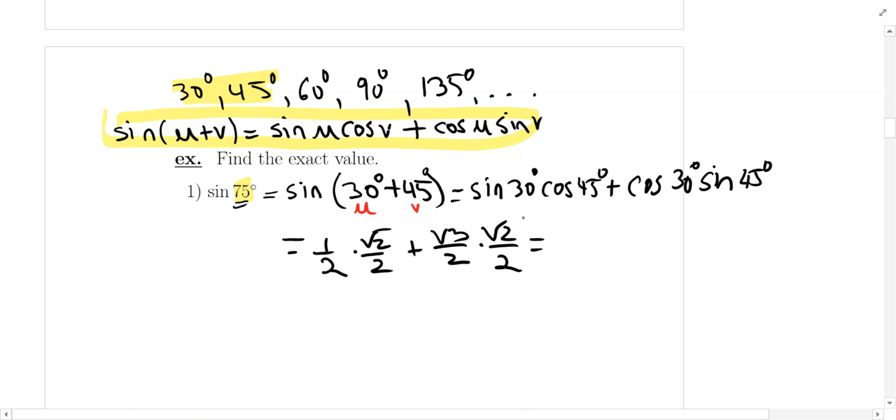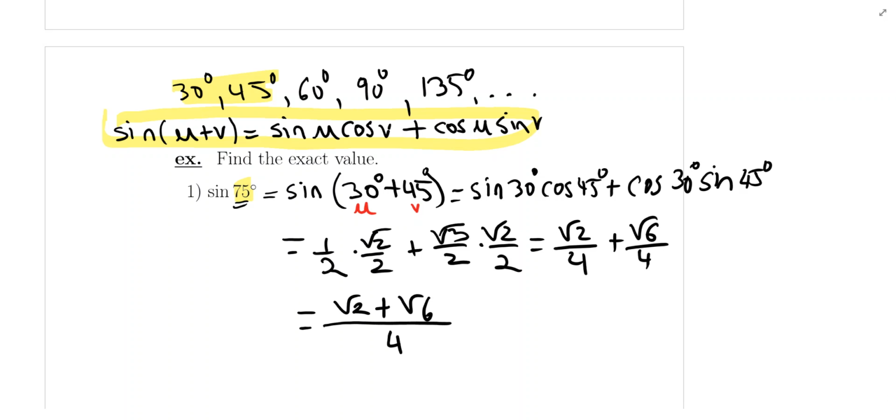So this is 1 times root 2 is root 2, 2 times 2 is 4, plus root 3 times root 2, that's root 6 over 4. So notice they have a common denominator of 4, so I can write this as square root of 2 plus square root of 6 over 4. Guys, so this is the exact value of sine of 75 degrees. And this is the only way you would get the exact value, by applying this formula. If you put it in the calculator, it's just going to give you an approximate value.